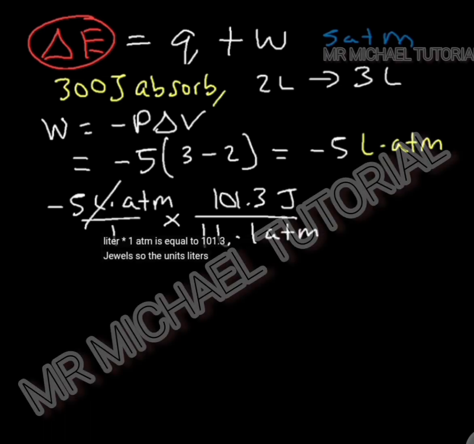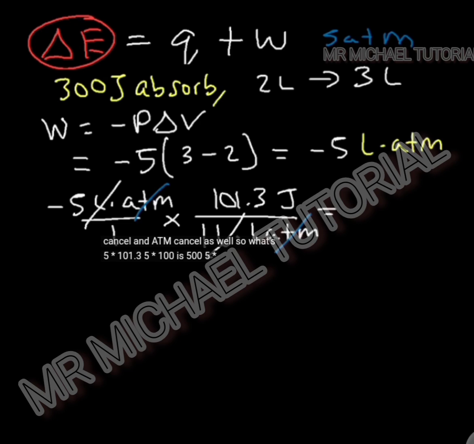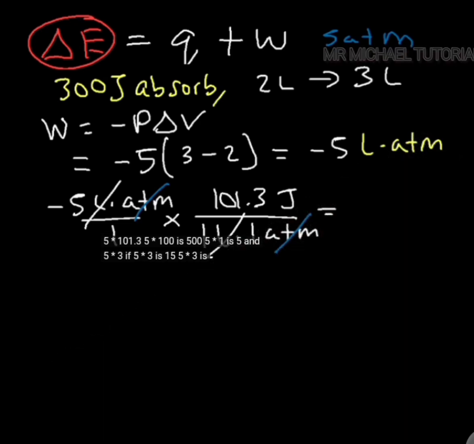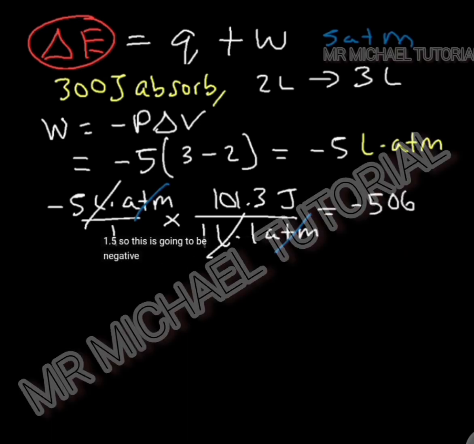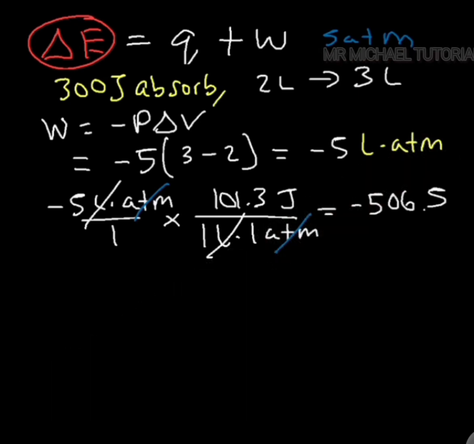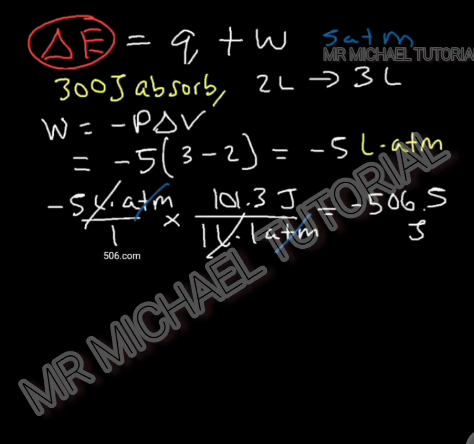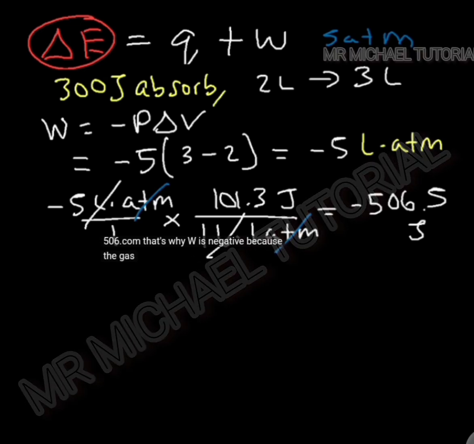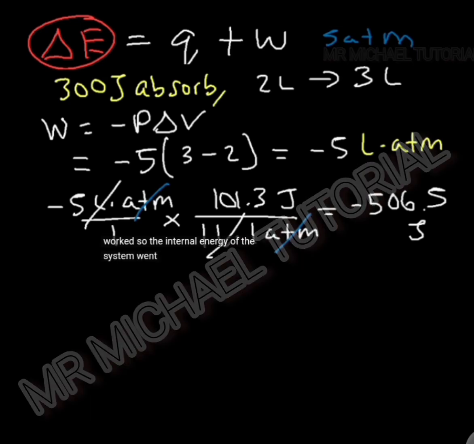So the liters cancel, and atm cancel as well. So what's 5 times 101.3? 5 times 100 is 500. 5 times 1 is 5, and 5 times 0.3 is 1.5. So this is going to be negative 506.5, if you add 500 plus 5 plus 1.5. So that's how many joules of work has been done by the system. That's why W is negative, because the gas expanded and the gas performed work. So the internal energy of the system went down.